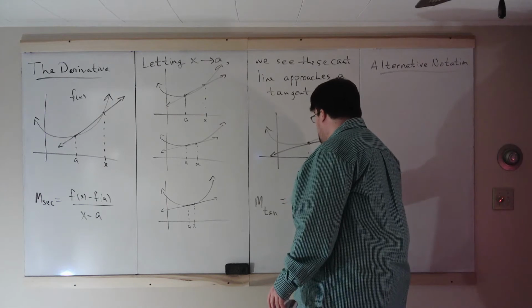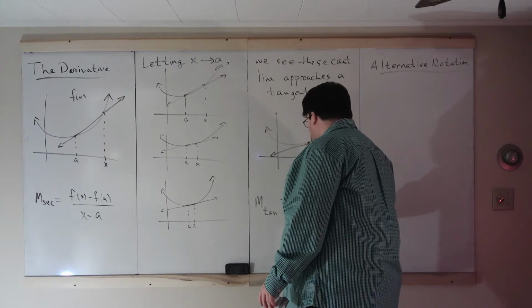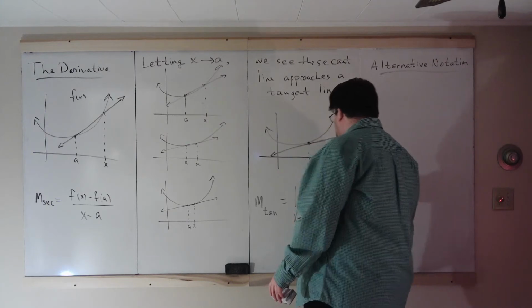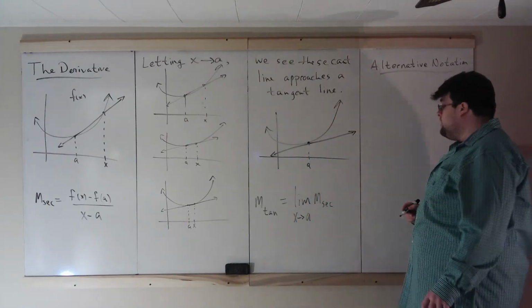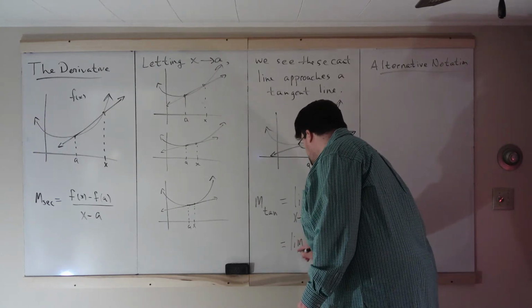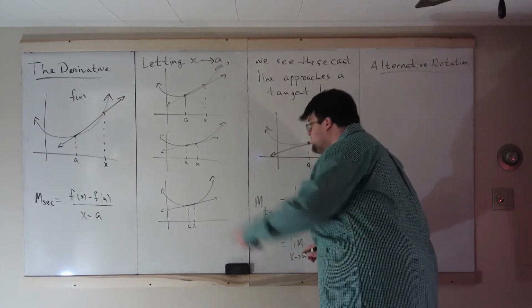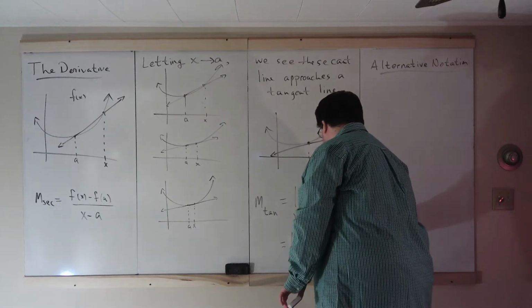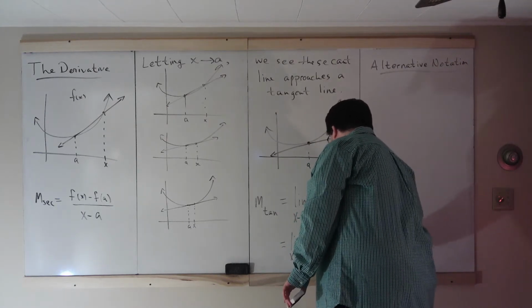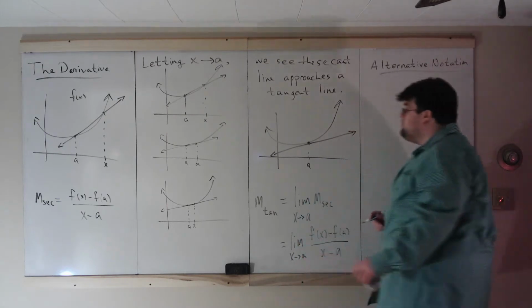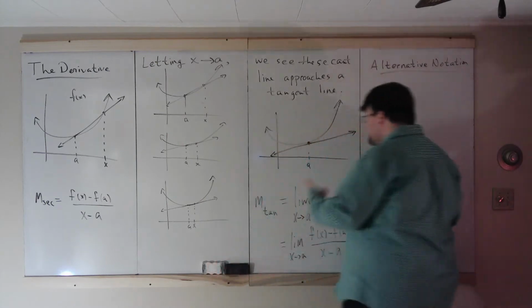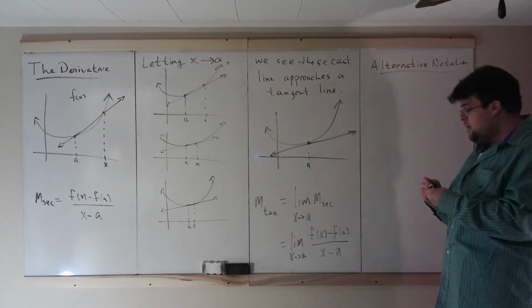Well, it's the limit. What did we do? We let x approach A. Limit as x approaches A of the slope of the secant line, and I'll just write that down here. Limit as x approaches A. What's the slope of the secant line? Well, it's over there. f of x minus f of A all over x minus A. So right here, we have a way to find slopes of tangent lines.